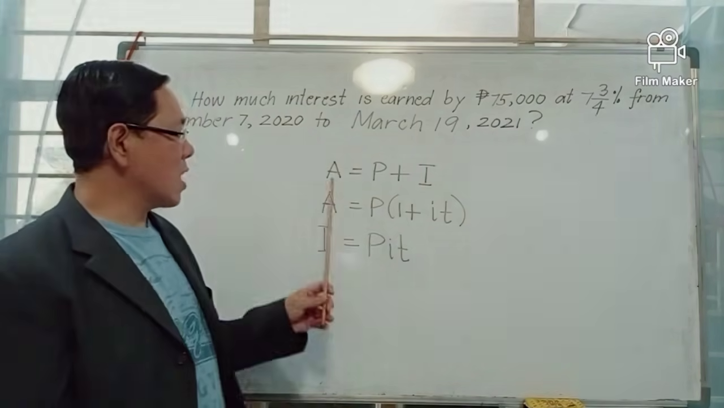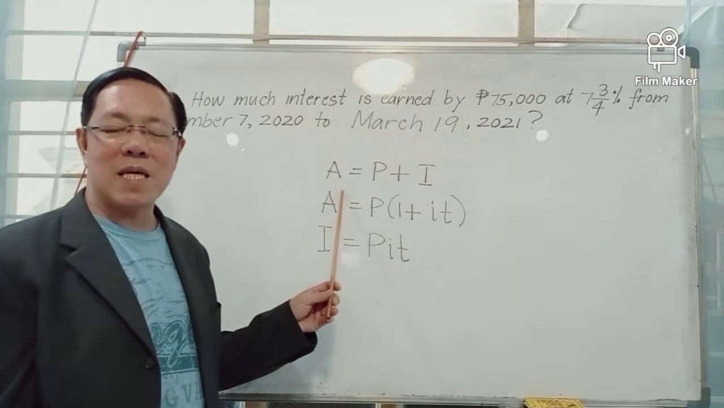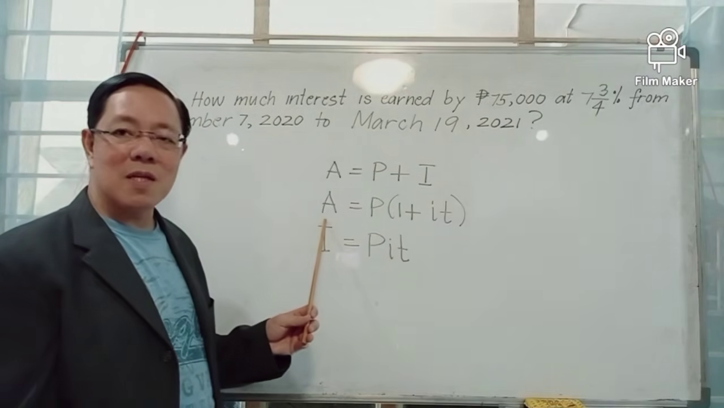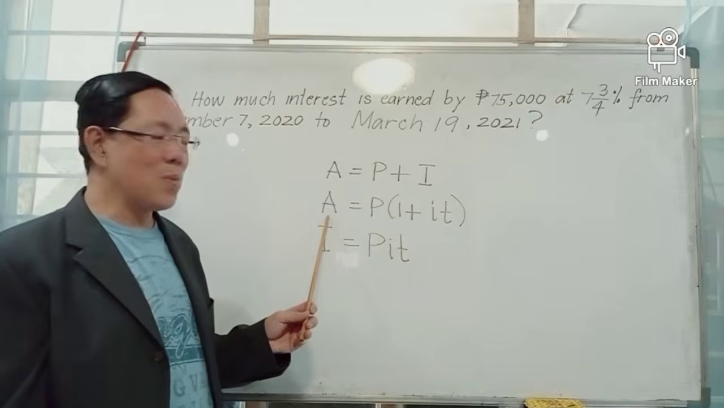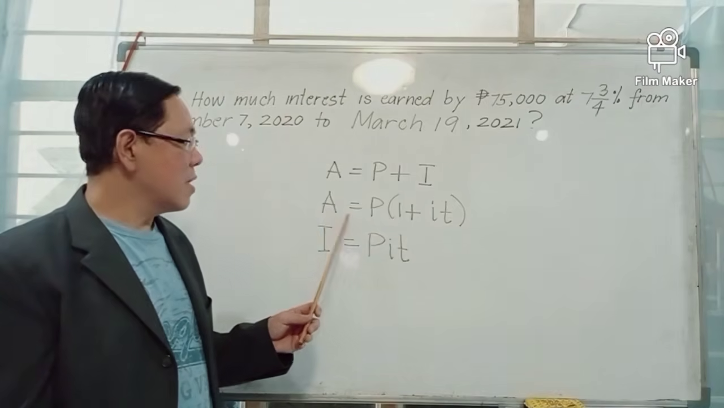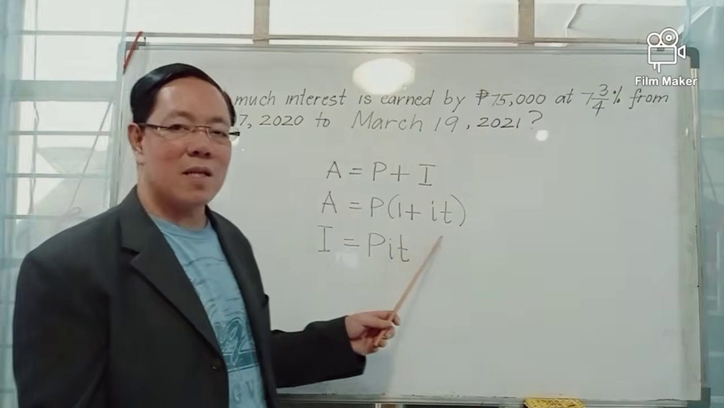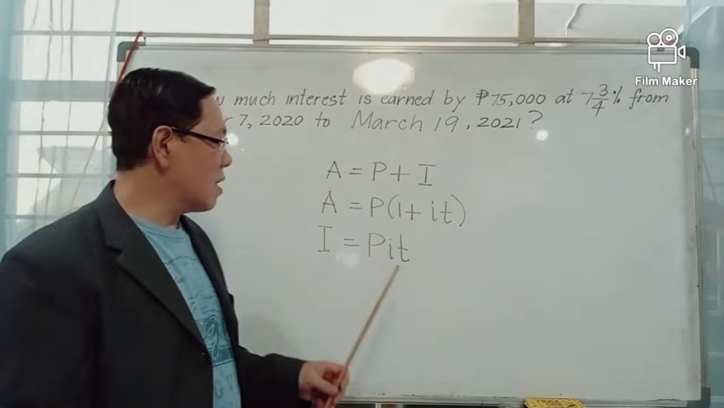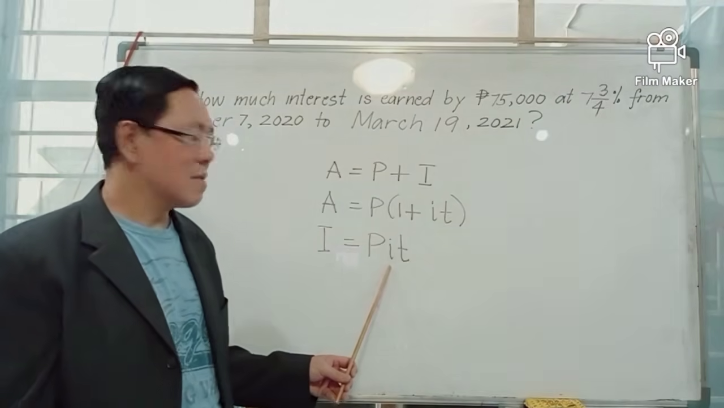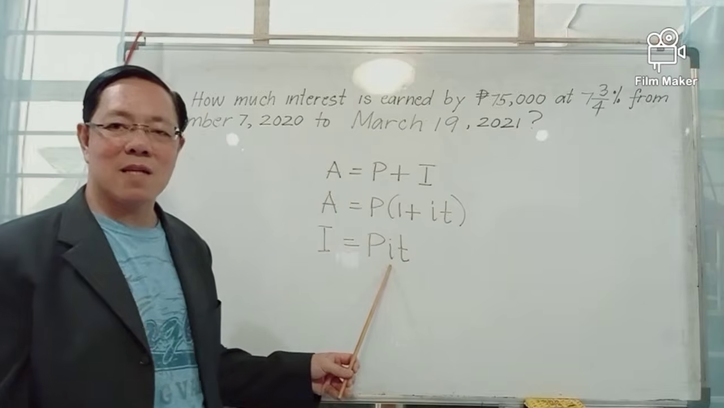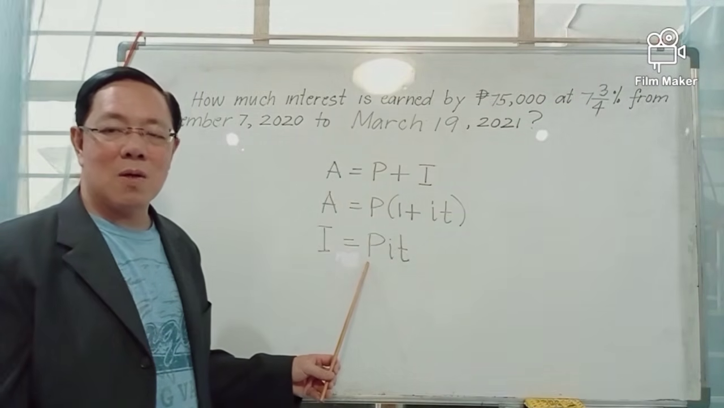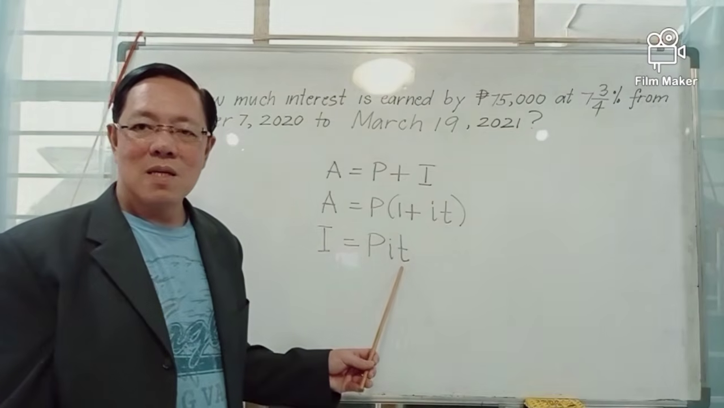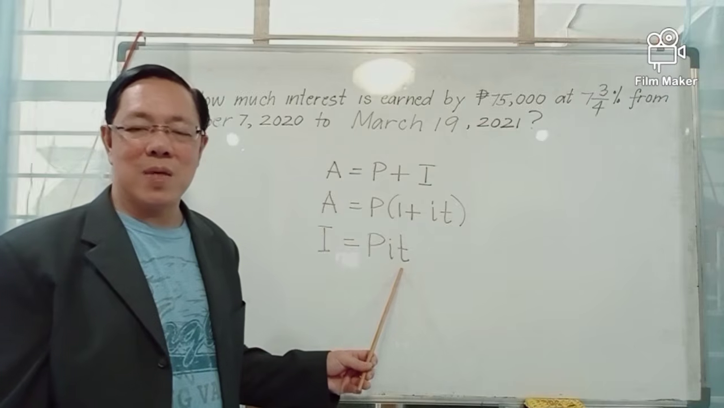In the next lesson, we will take more examples for using the formula for accumulated value A equals P plus I, and for using this alternative formula for computing the accumulated value or total amount, A equals P times quantity 1 plus IT. And we will also use this formula to find the unknown simple interest rate, the unknown principal or original amount invested, and if the unknown is the time in years.